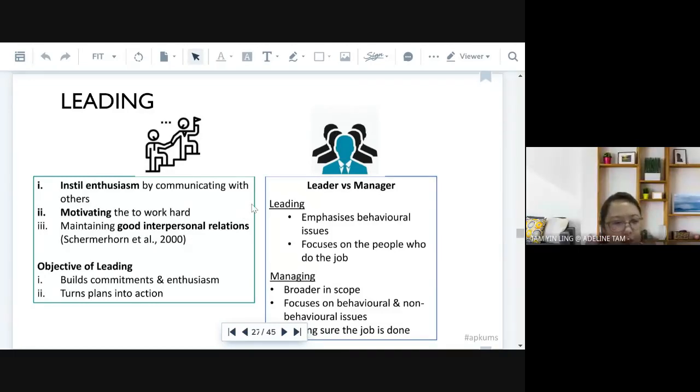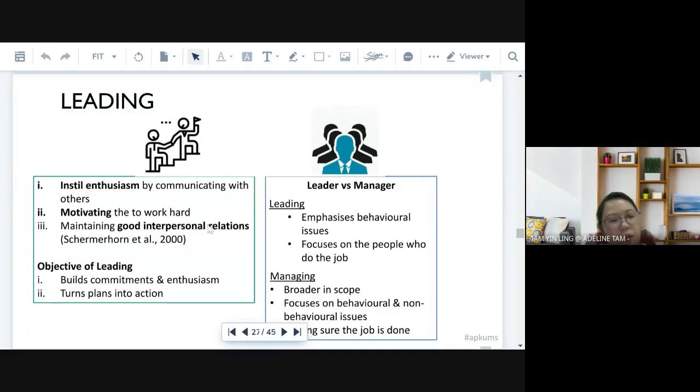So what we do is we try to instill enthusiasm by communicating with others. This is one way, menggalakkan. Or we give motivation, memberi motivasi for them, so that they know what to do. Motivating them so that they are working hard to do the jobs.